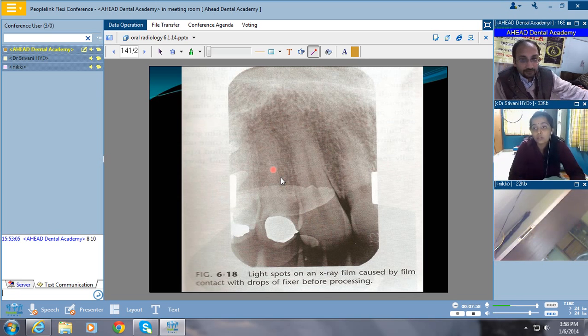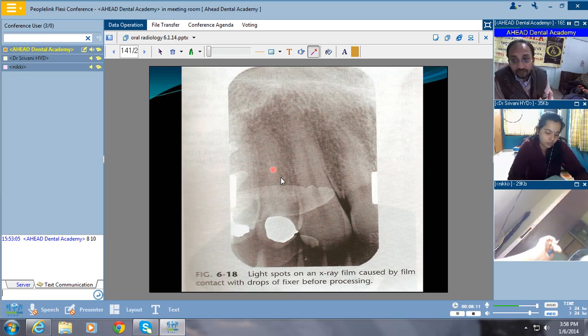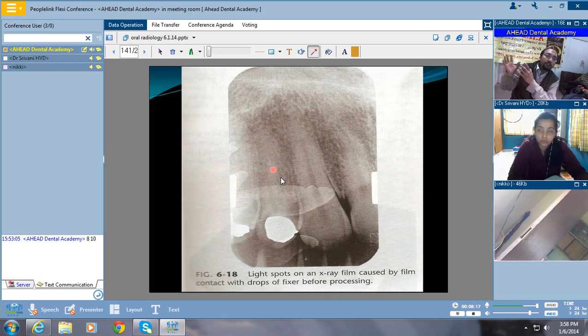It is overexposure. Excellent. Most of the times, all the students generally say overdevelopment, but it is rather overexposure, because in the developer solution there is a restrainer called potassium bromide that is present. This potassium bromide ensures that there is no developing that is going on and on. So most of the causes of dark radiograph are caused by exposure rather than overdevelopment. So is it clear?